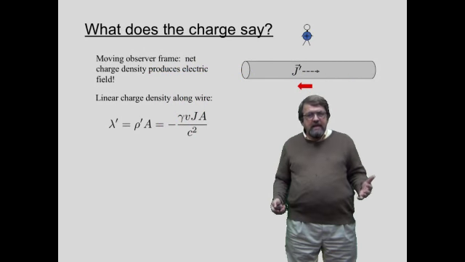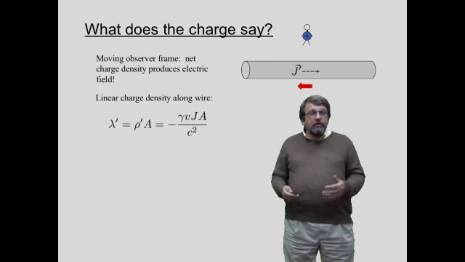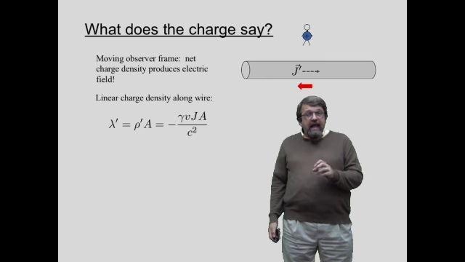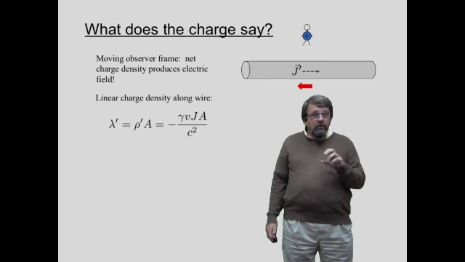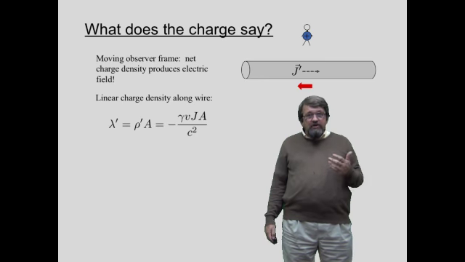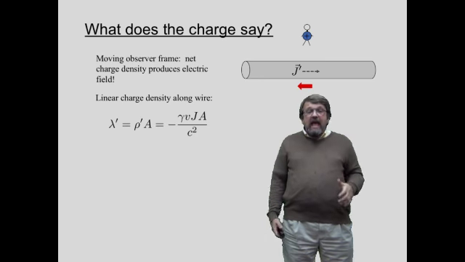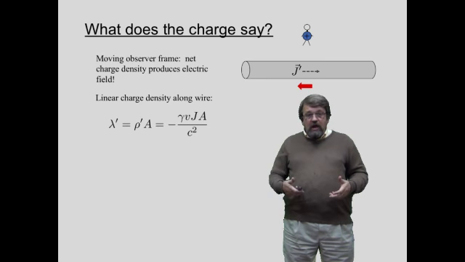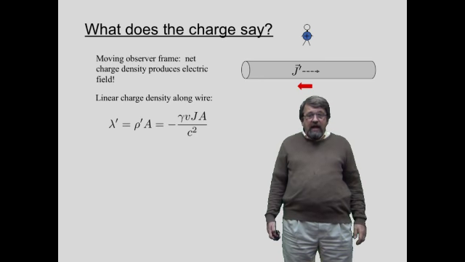So what does all this mean? Well, let's imagine that our observer is carrying along with him a little positive test charge, and we'll see what happens to the test charge due to the effects that we've produced. Because in the observer's frame there's a negative charge density on the wire, that means that there will be a net electric field pointing toward the wire in our diagram.